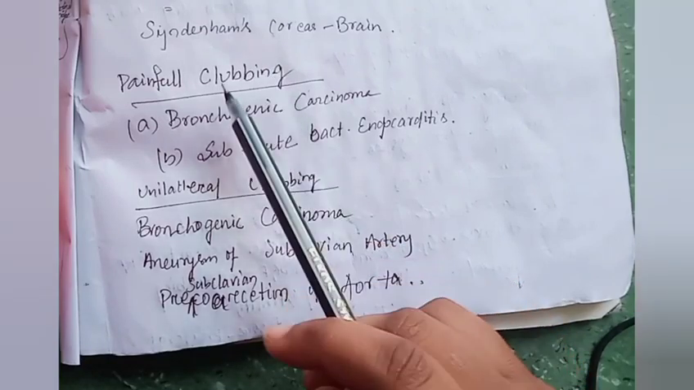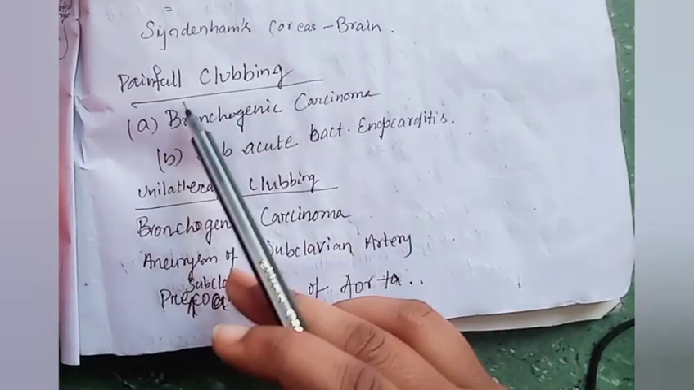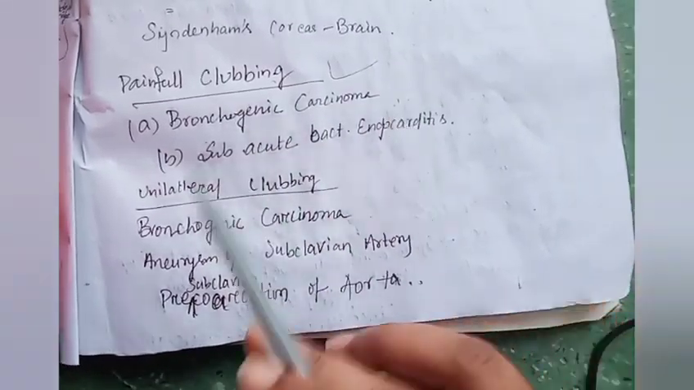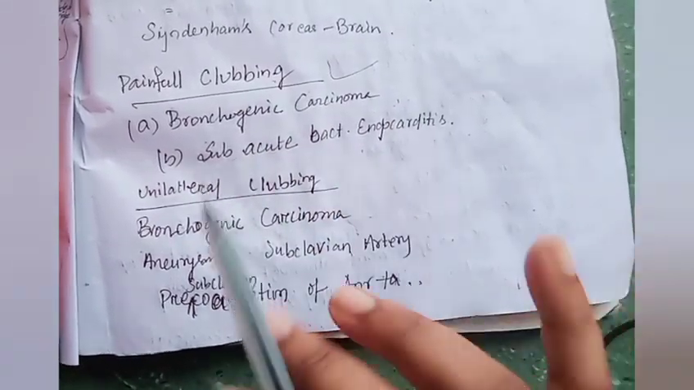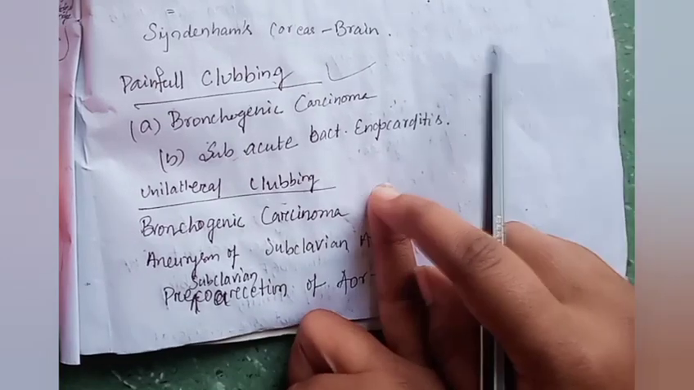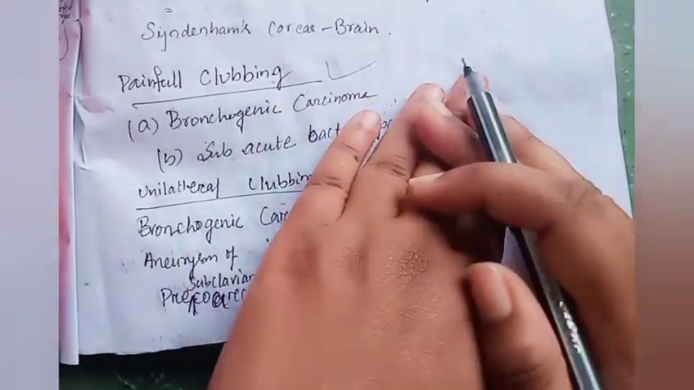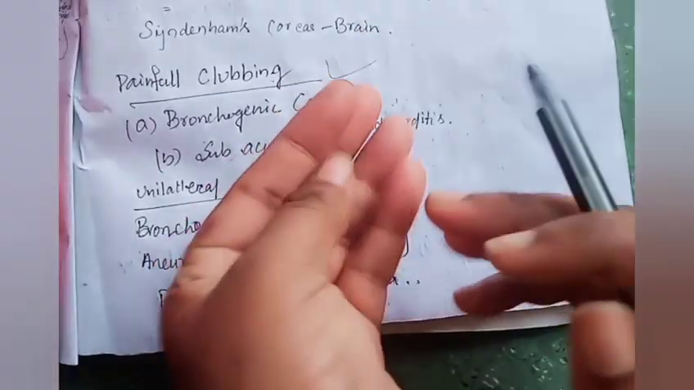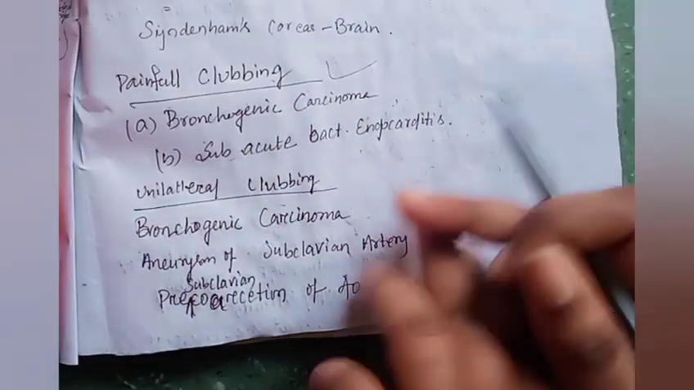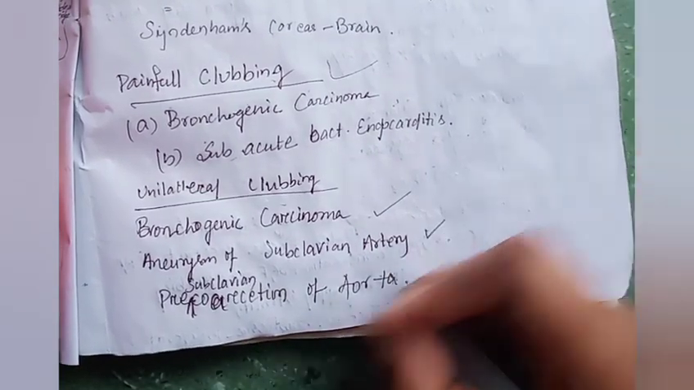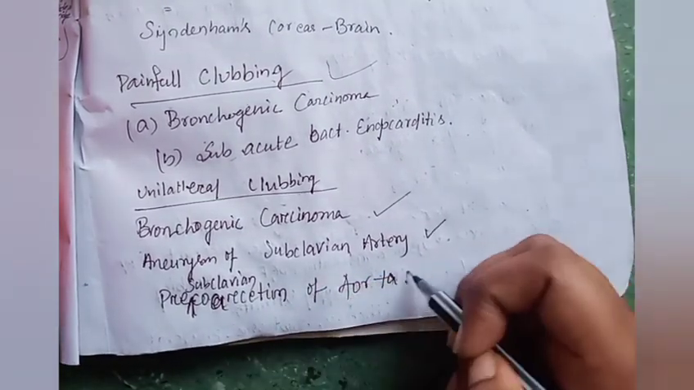Then there is another type of classification according to sign and symptom, that is painful clubbing. Painful clubbing, where there is pain when you press, we find in bronchogenic carcinoma and subacute bacterial endocarditis. Unilateral clubbing means only one part of the hand or one part of the leg undergoes clubbing. That is bronchogenic carcinoma, aneurysm of the subclavian artery, and pre-subclavian coarctation of the aorta.